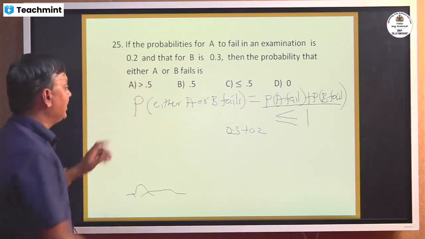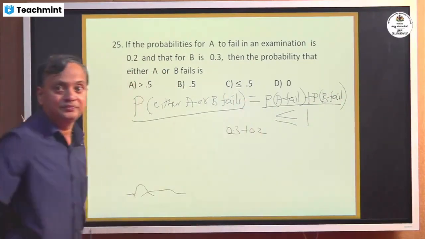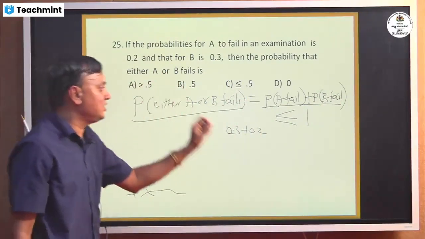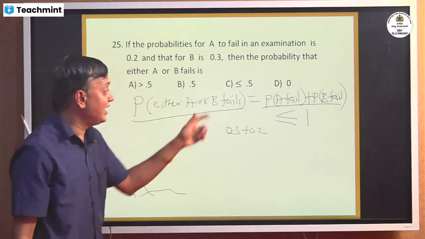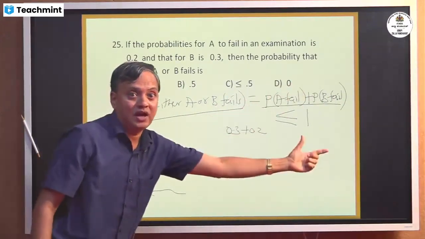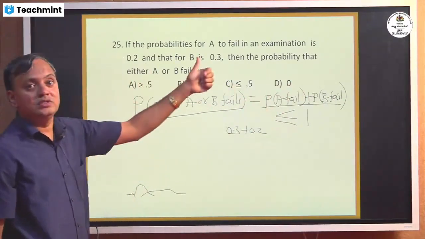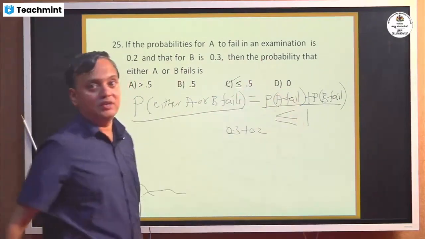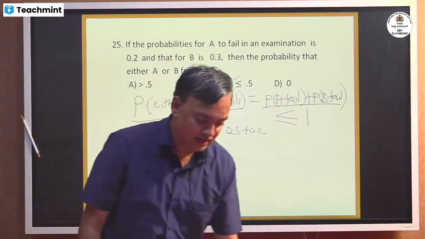This is what we want. Therefore probability of either A or B failing is 0.3 plus 0.2, less than or equal to 0.5. The answer is C. Next question.